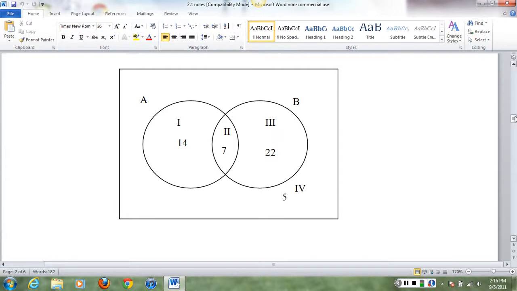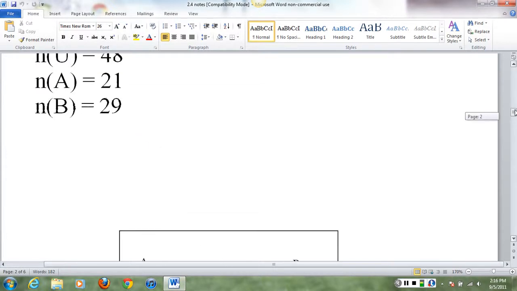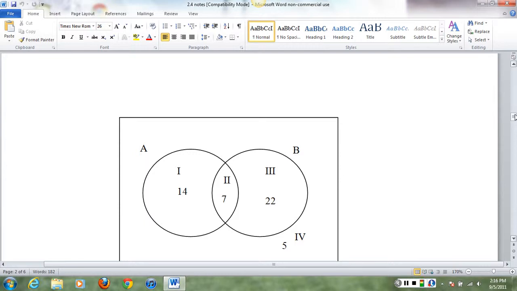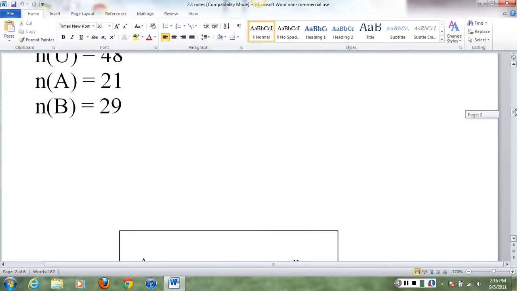If you look at the beginning, I said the number of elements in A is 21. That means the whole circle A is 21. That's 21 of whatever this is. And if 7 of that 21 is already in the middle, then what's left over in the remaining parts of A should be 14. So again, because 14 plus 7 is 21. And by the same logic, the remaining section in B, region 3, is going to have 22, because 22 plus 7 is 29, which is how many elements I said were in set B.